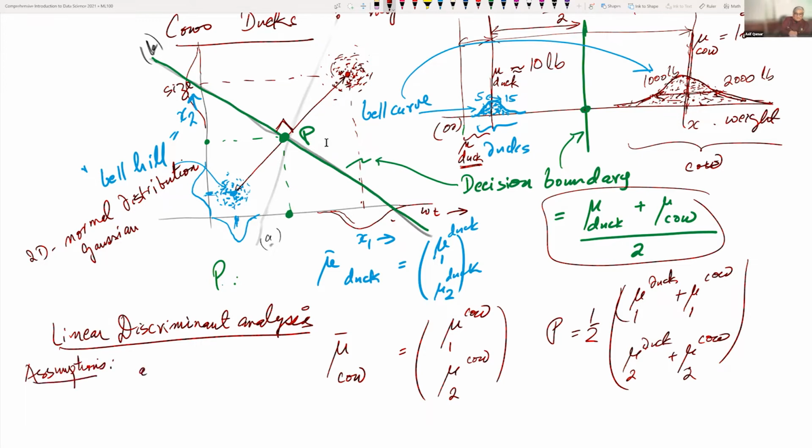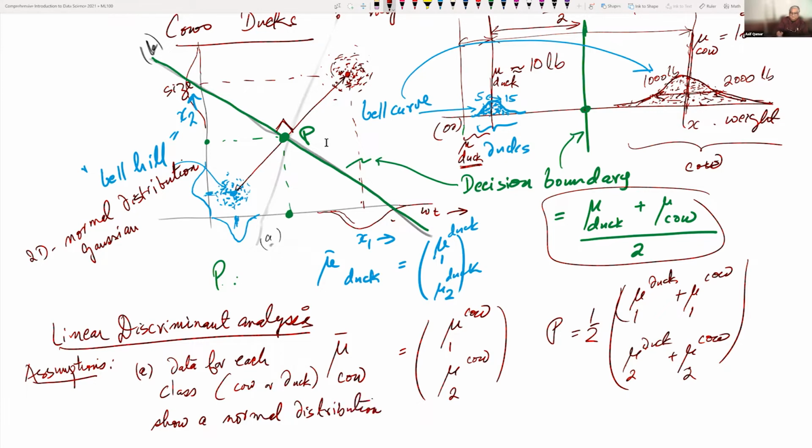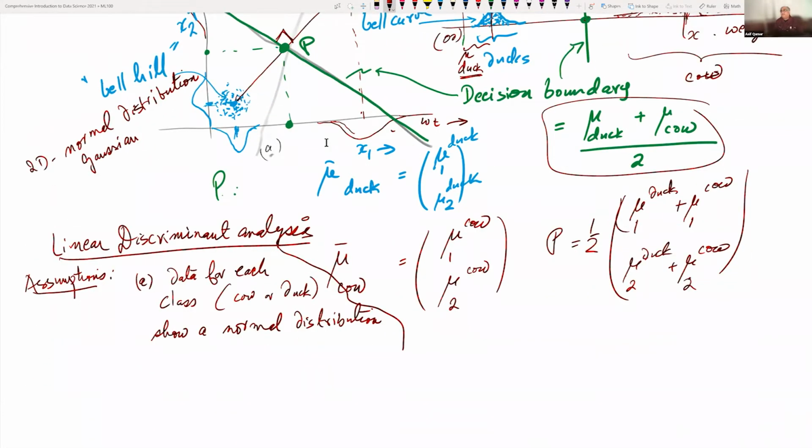The assumptions are that in the feature space, the data points for each class... What are the two classes here? Cow or duck. Show a normal distribution. This is an important assumption. Would you agree, guys? This is one underlying assumption we made.